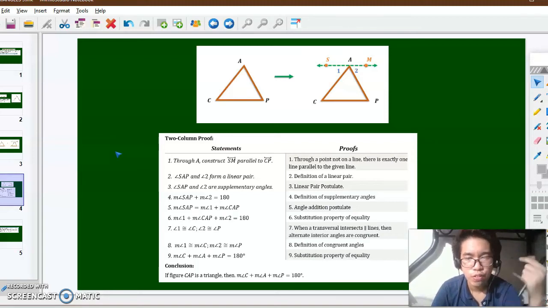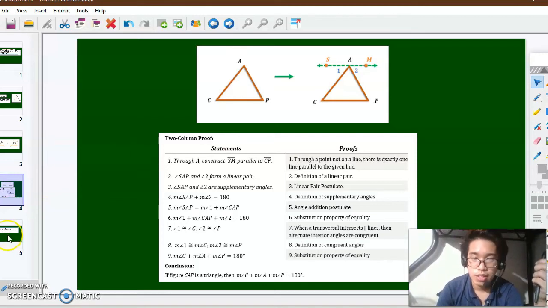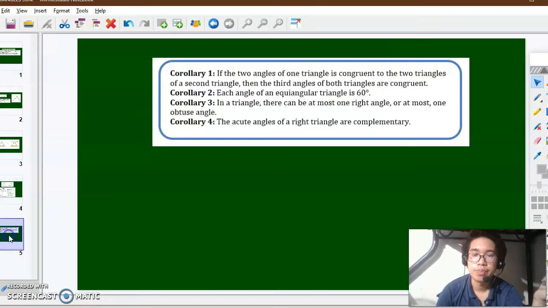Okay, so we really had to think outside the box when it comes to these problems. Okay, so that's the conclusion right there. If figure CAP is a triangle, then the measurement of angle C plus the measurement of angle A plus the measurement of angle P is equal to 180 degrees.